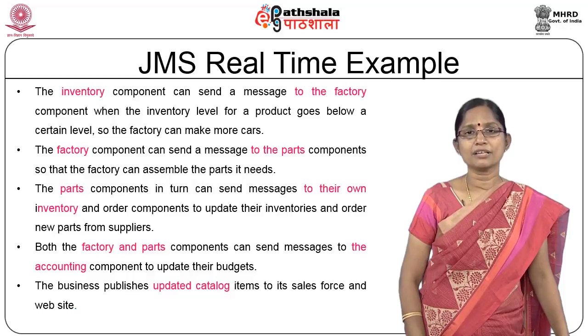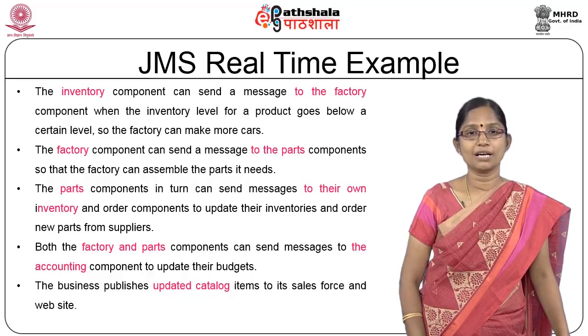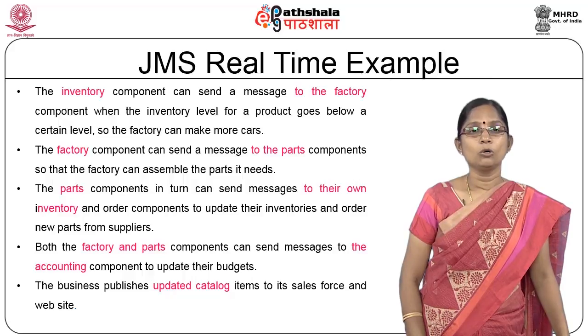The factory component can send a message automatically to the parts component so that the factory can assemble the parts it needs. Whenever it requires parts, it sends a message to the parts component. The parts component in turn can send a message to its own inventory, order the components to update the inventories then and there, and order new parts from suppliers also. Both the factory component and parts component can send messages to the accounting component to update their budgets. So, the business publishes updated catalog items to its sales force as well as on the website.